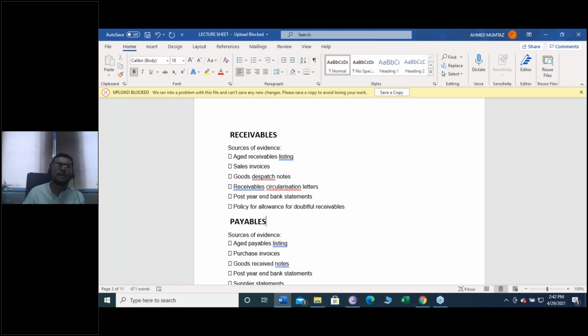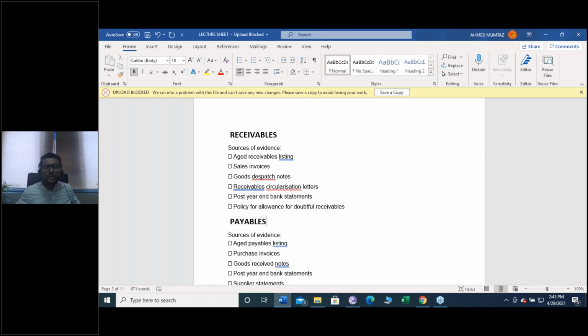Another source of evidence when it comes to receivable is the allowance for the doubtful debts. So if the client has created an allowance for doubtful debt, you might want to have a discussion with the client and you might want to understand what assumptions they have used. You might want to understand whether the assumptions are reasonable considering the overall industry situation. You might want to compare the allowance for doubtful debt with the last year's allowance.